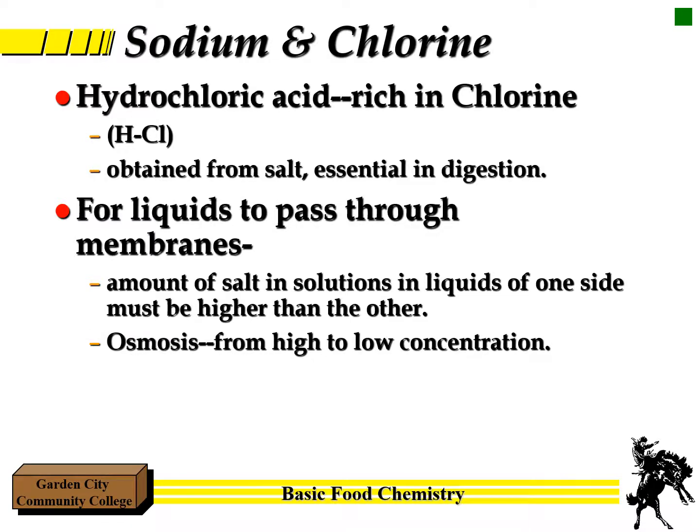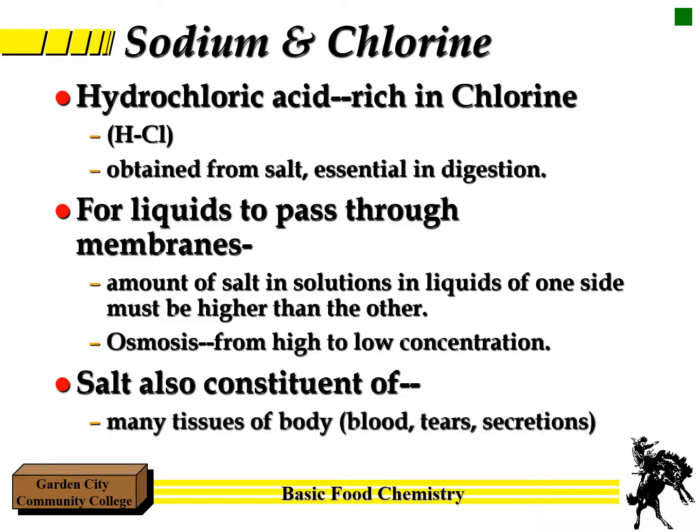So that's how we actually get some of these very, very small molecular components out of the small intestines where they can be circulated to the body to be utilized for growth, for reproduction, for energy, whatever it is. But salt is also a constituent of many tissues, so blood, tears, secretions, sweat, those kinds of things.